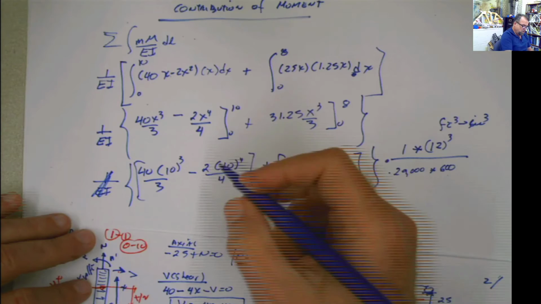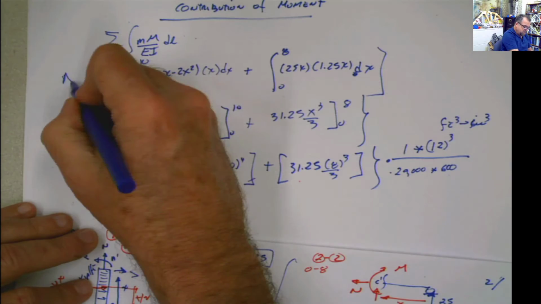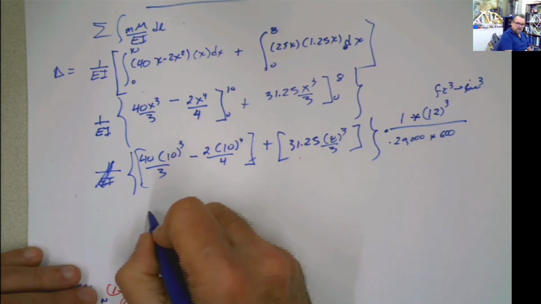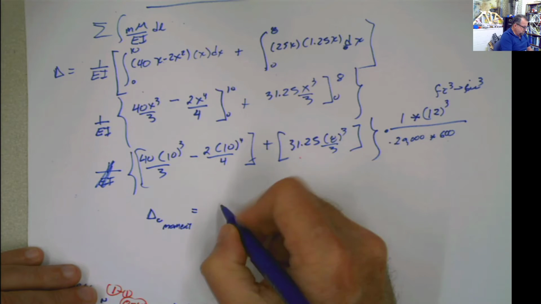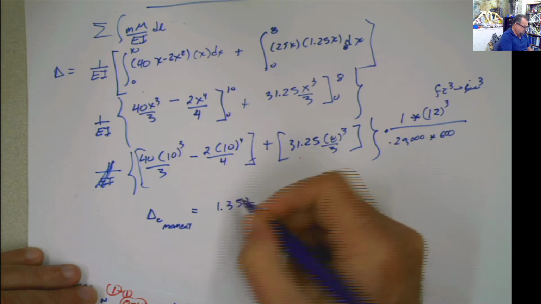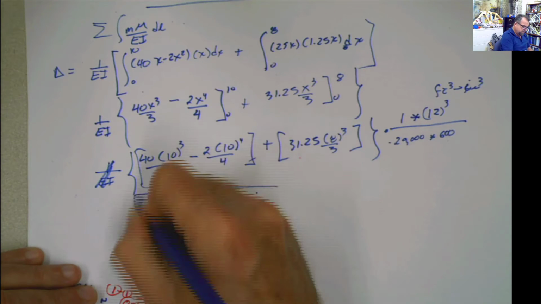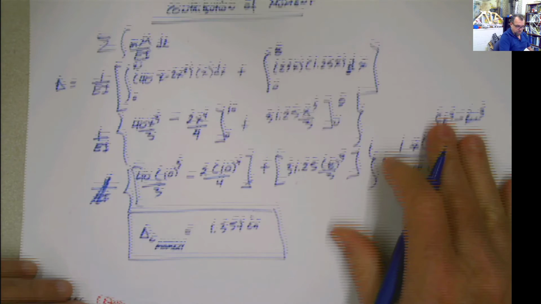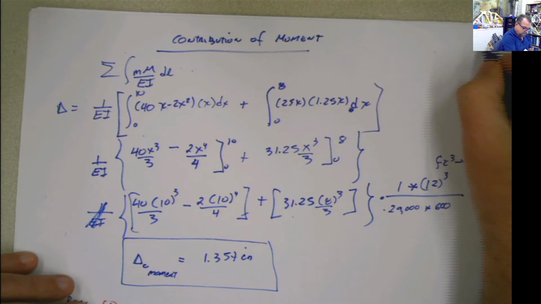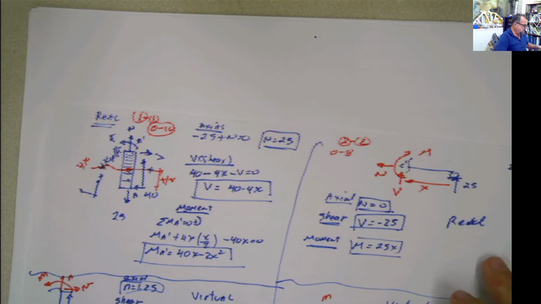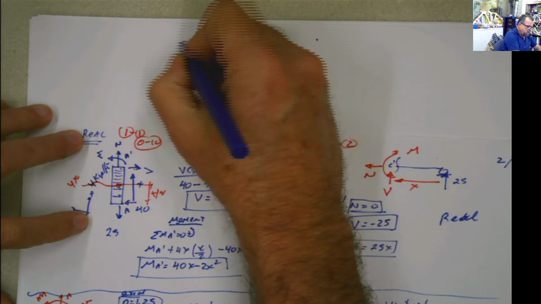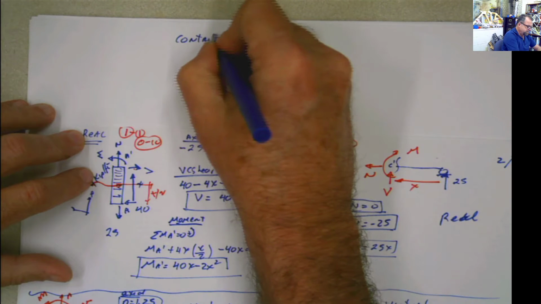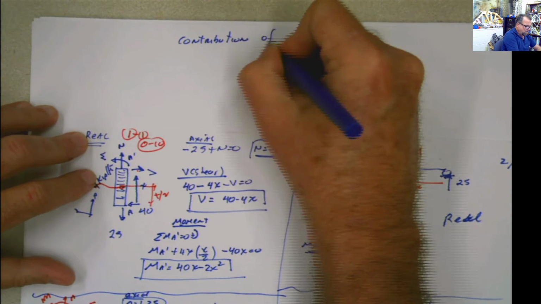And the result, of course, is going to be the displacement. And this displacement at the point C induced by the moment, that value is going to be 1.357, minus 357 inches. There you go. Contribution of the moment. And I'm going to call this page 3. Now, let's work the contribution for the shear or the axial. Let's do the contribution of the axial because I have it here. Contribution of axial.